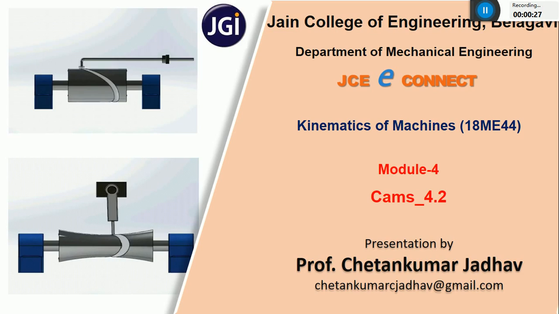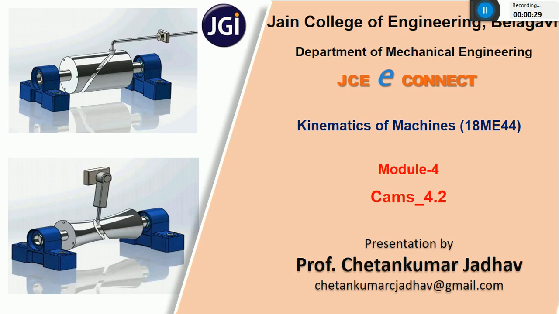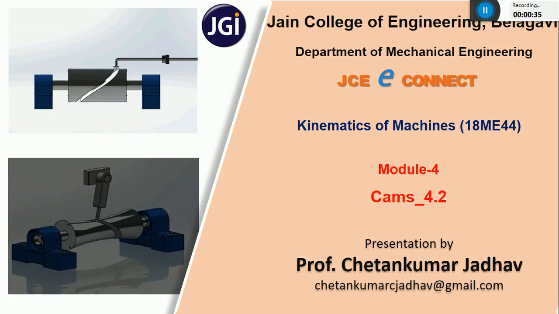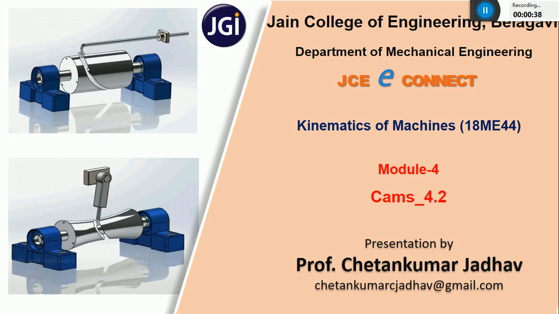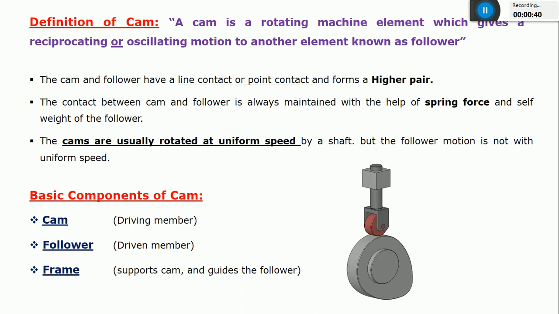Students, yesterday we started with module number 4, and this will be your second lecture on module number 4 of your subject, Kinematics of Machines. In the previous class, we discussed the working principle of a CAM, and the definition of a CAM, which is a rotating machine element which gives a reciprocating or oscillating motion to another element known as the follower.